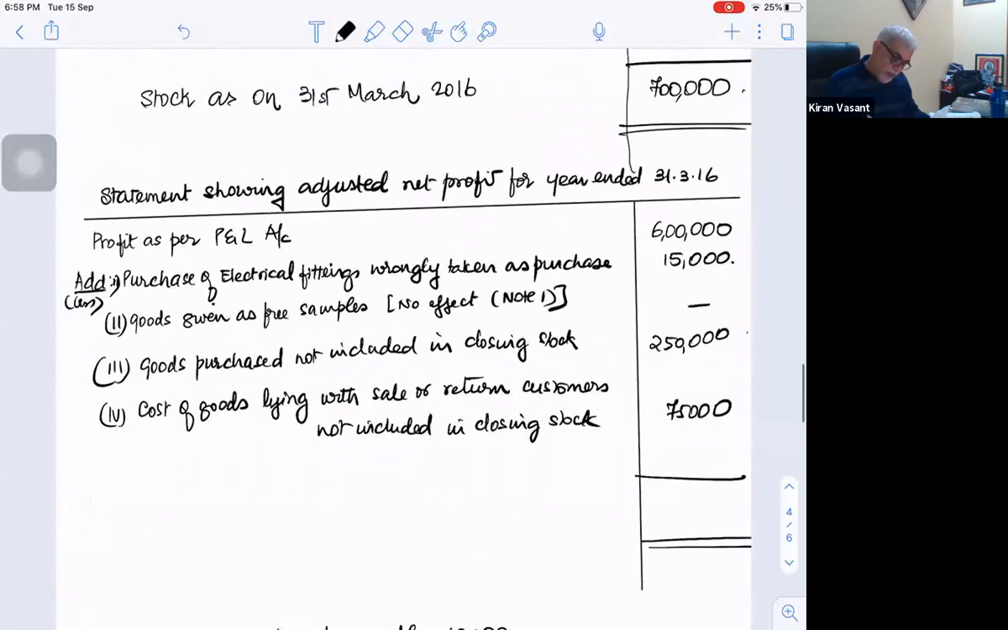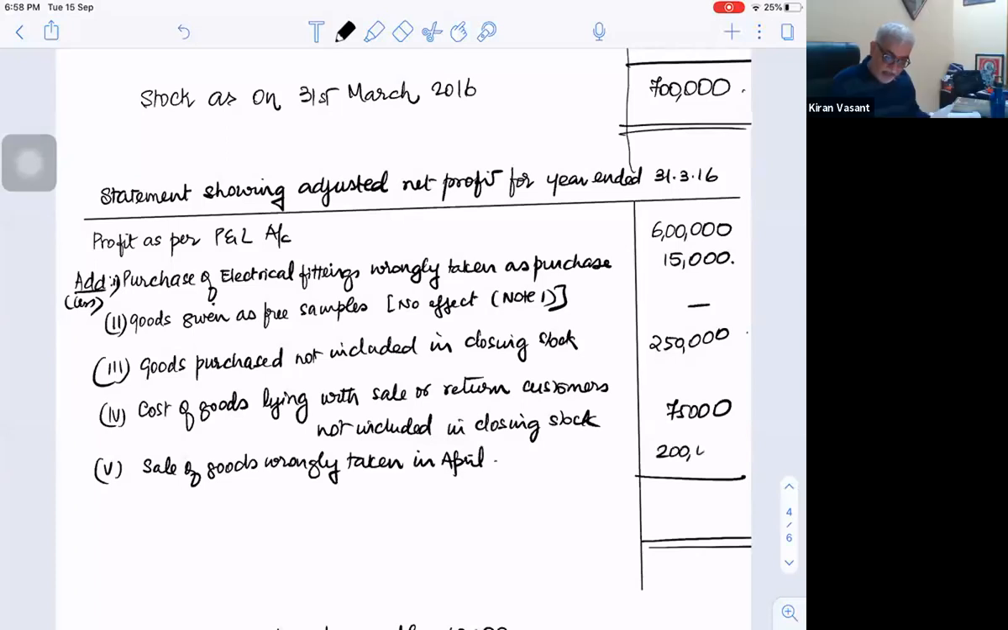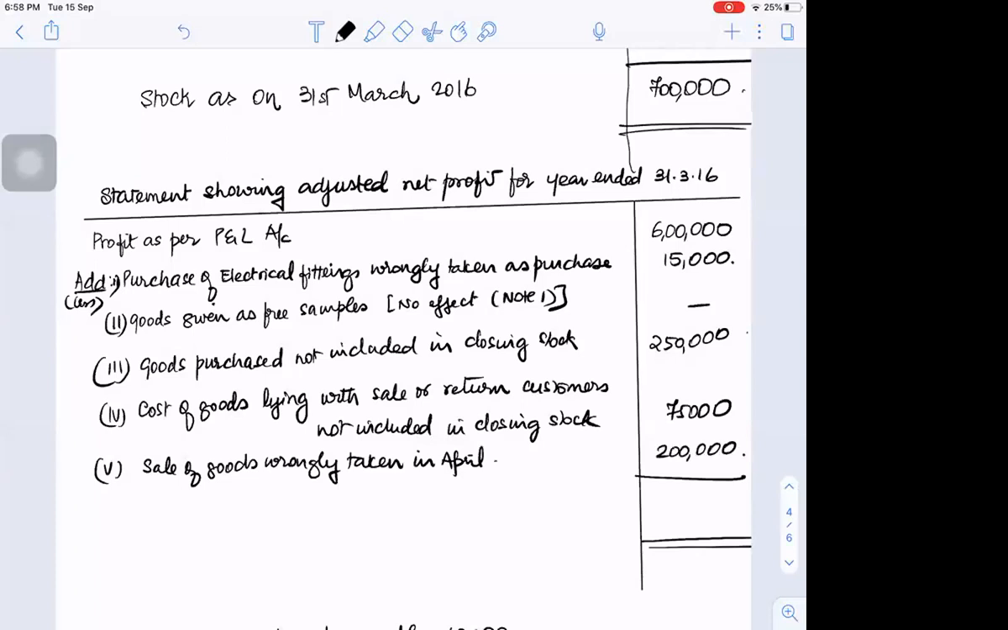Hey, we have to add one more point. I forgot that sales point. Sale of goods wrongly taken in April, 2 lakh. Oh, I'm not wrong. If I add this now, what is the total? 11 lakh 40,000.